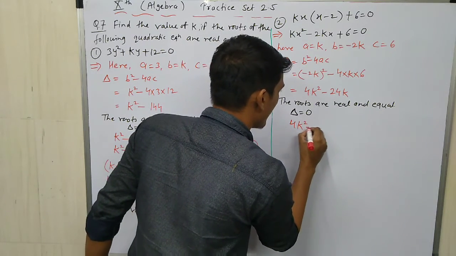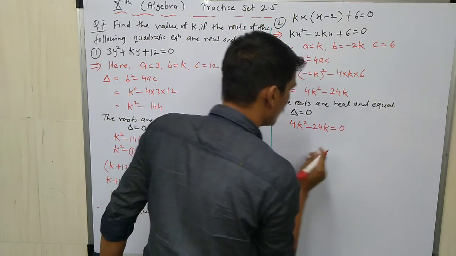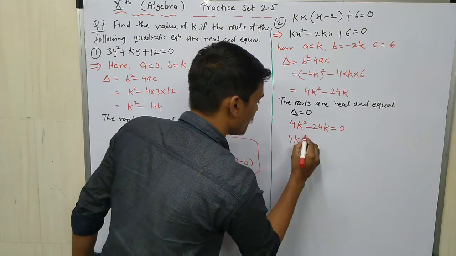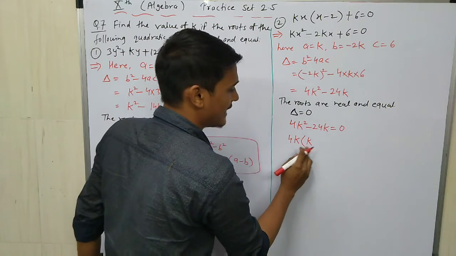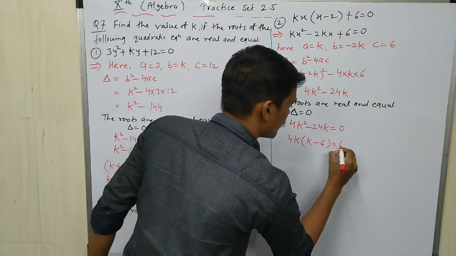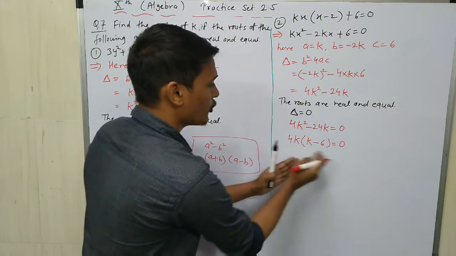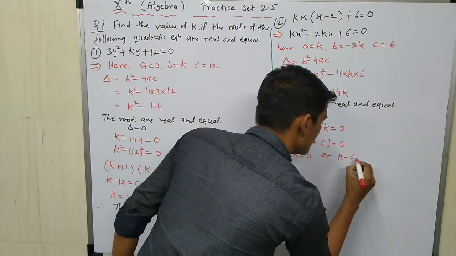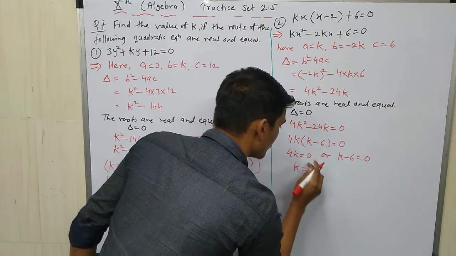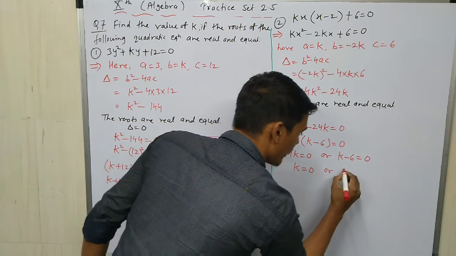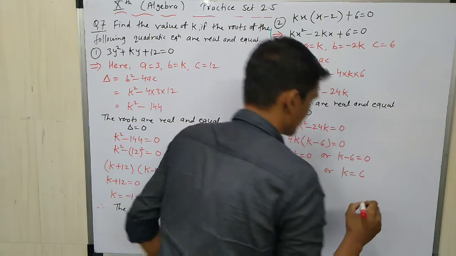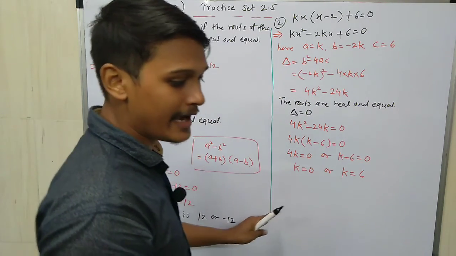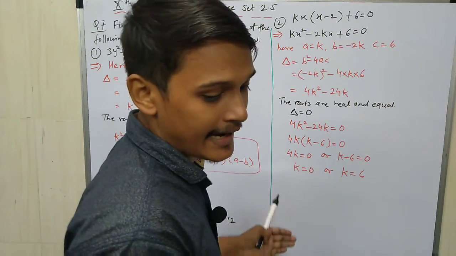Means 4k square minus 24k is equal to 0. The common factor is 4k. So 4k(k minus 6) is equal to 0. Then 4k is equal to 0 or k minus 6 is equal to 0. K is equal to 0 or k is equal to plus 6.